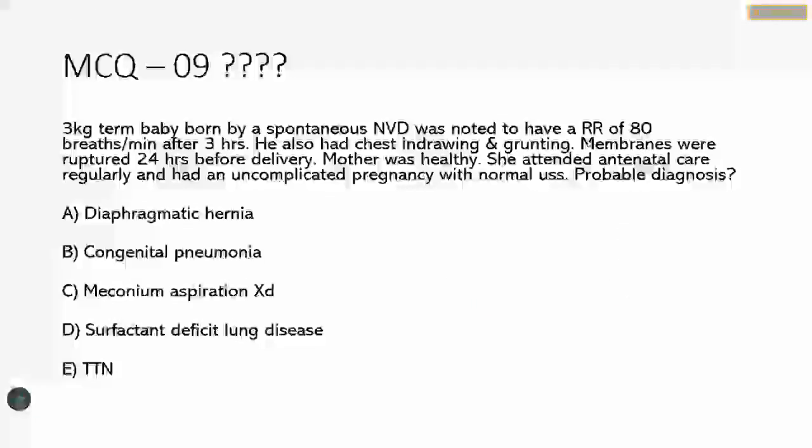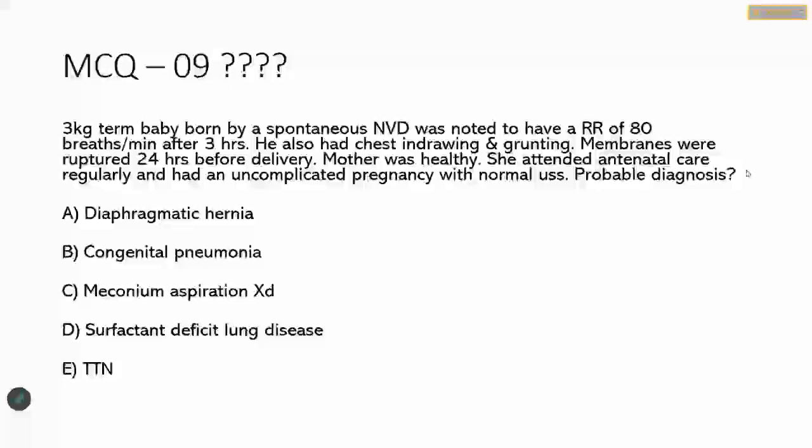A 3 kilogram term baby born by spontaneous normal vaginal delivery was noted to have a respiratory rate of 80. So respiratory distress, because the normal range is less than 60. So 80 is higher than normal. After 3 hours, he also had chest indrawing and grunting. So they are giving more clues for the respiratory distress.